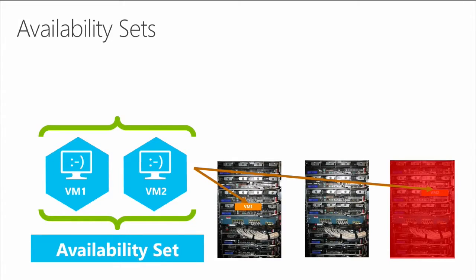This way, if you have a hardware failure for some reason, or a rack were to have a power distribution unit failure, the machine is restored, and the rack would be repaired, or the virtual machine would be moved to another rack for what we call service healing.